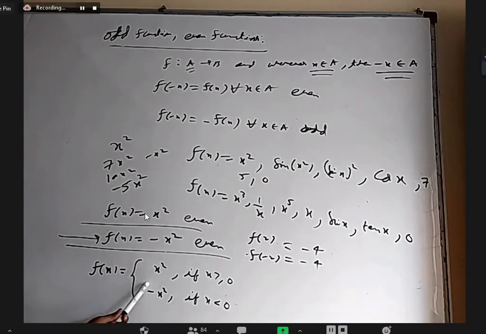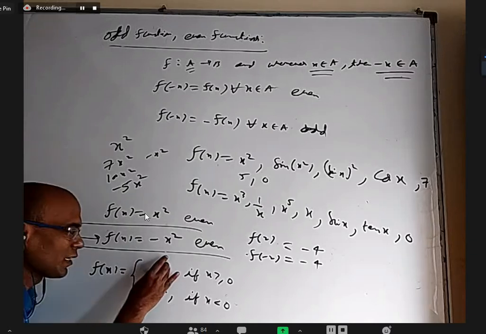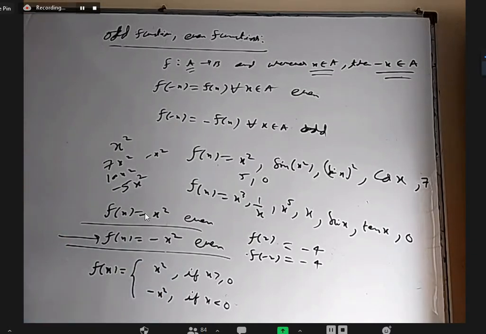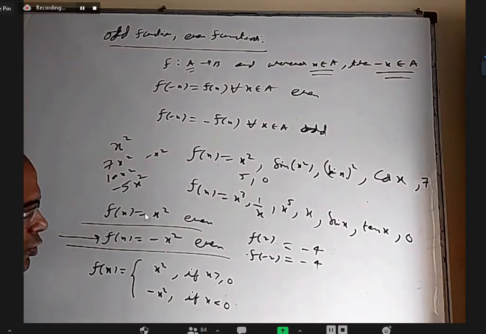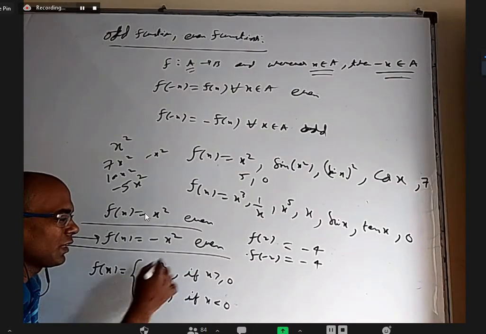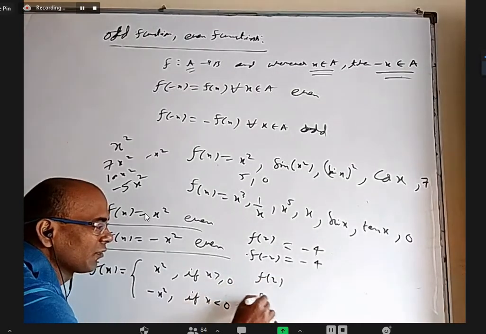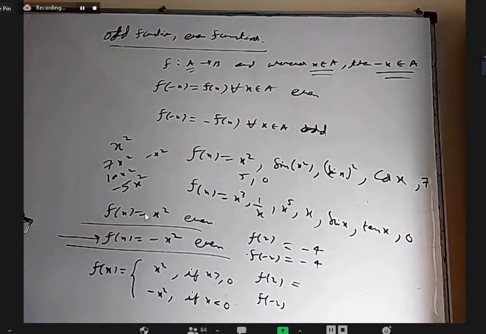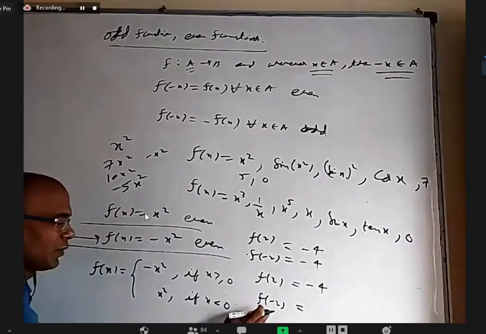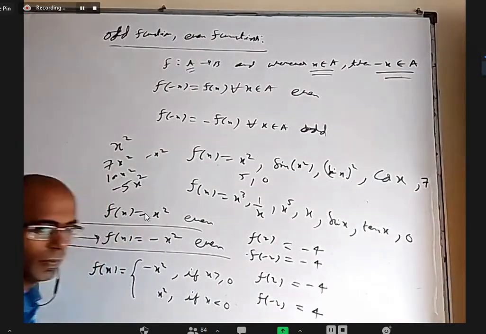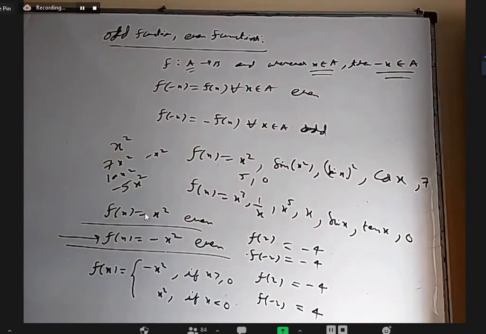This one may appear like even. One may say this alone is even, this alone is even, but the total is not. First of all, this alone is meaningless because if something is defined only on the positive side, not defined on the negative side, what do you mean by even? You should define both. Take an example of f of 2 and f of minus 2. When I put f of 2 here, it is minus 4. When I put f of minus 2 here, it is plus 4. So they are not equal. One is negative of the other. So it is odd function.